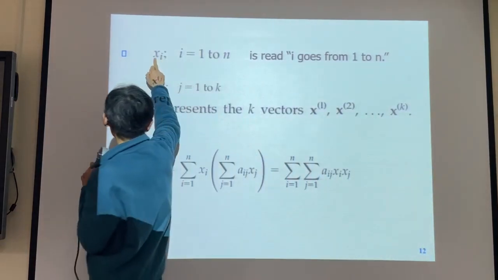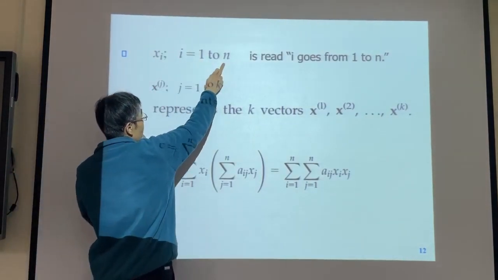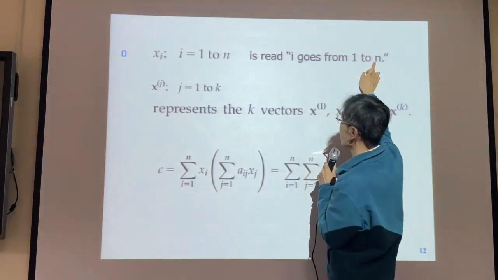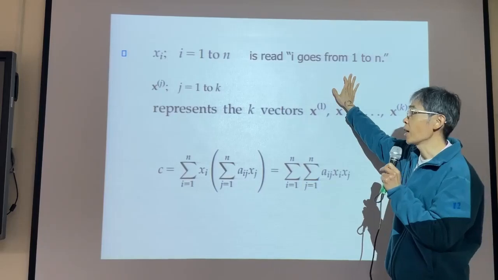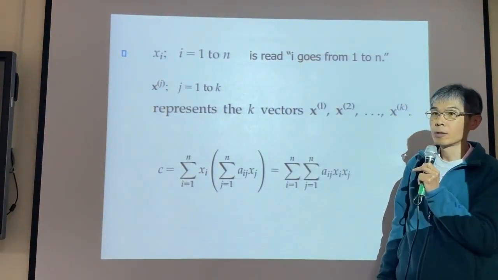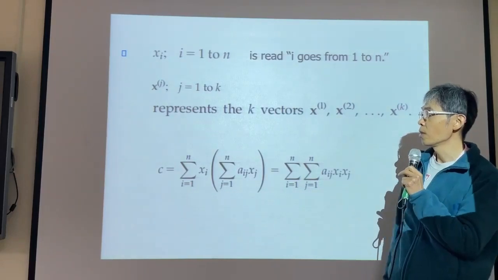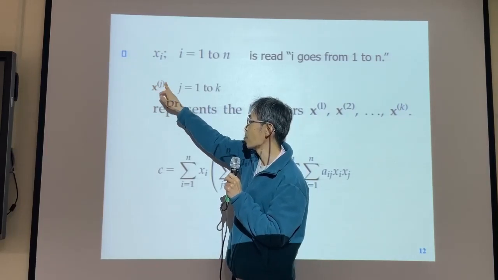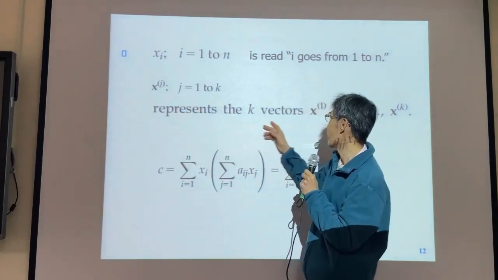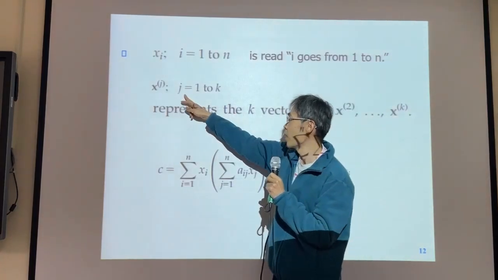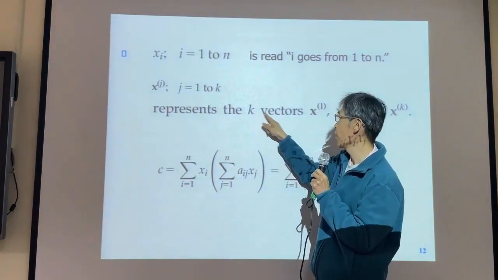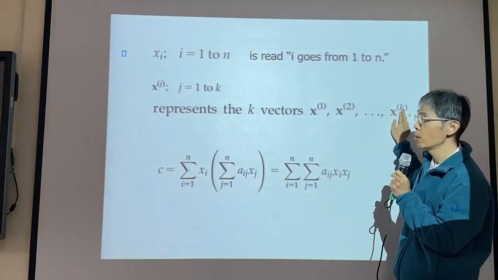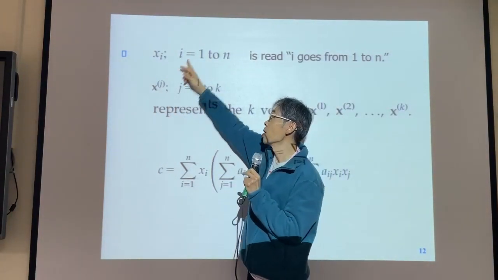Okay, so for this one, i from 1 to n, or you can read i goes from 1 to n. Again, would you read this? i goes from 1 to n. Okay, good. So si is a scalar, but sj, if you have this, means it's a vector. We have j from 1 to K means we have K vectors. So this one represents a vector. This one is a scalar.